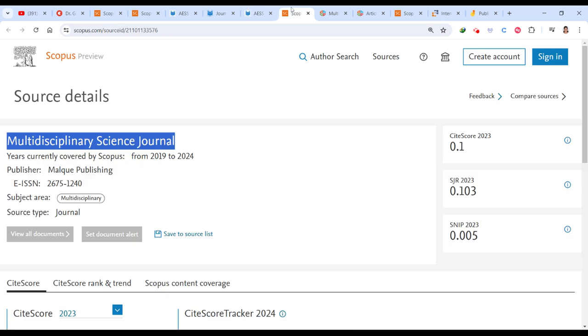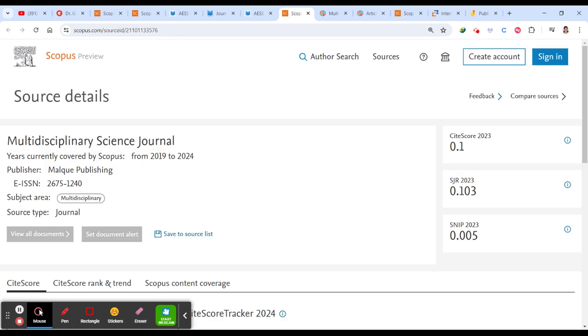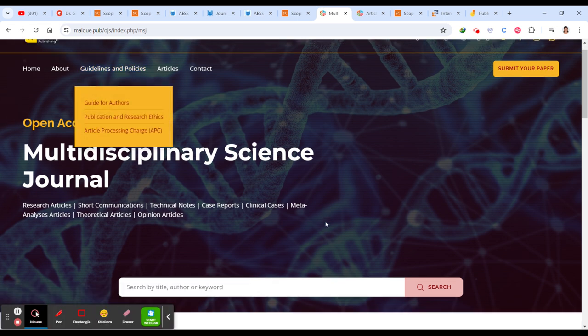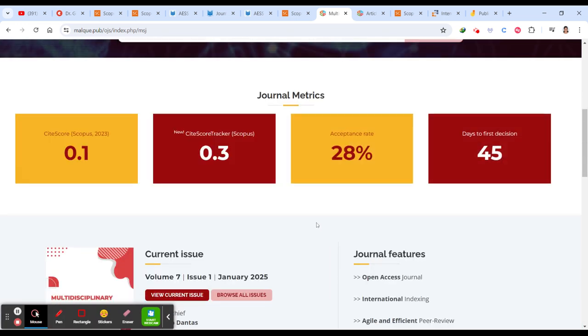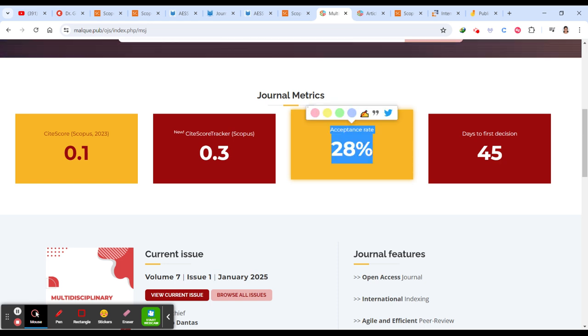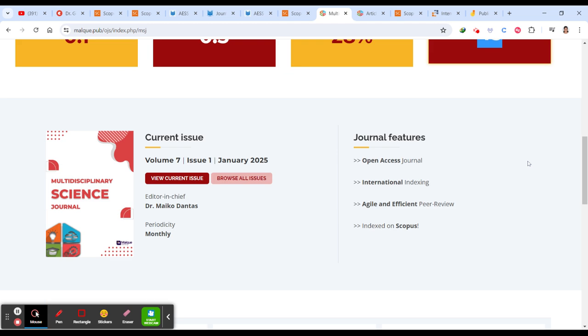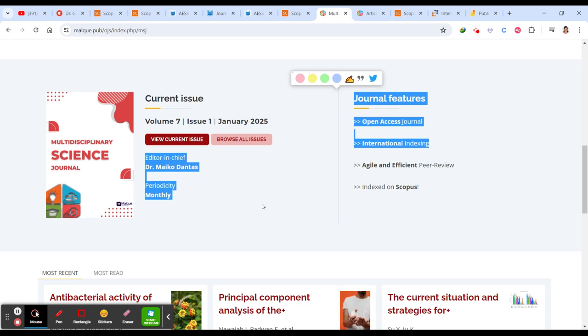So now let's go to the next journal, which is called Multidisciplinary Science Journal, which covers from 2019 to 2024. This is the publication page, and you can scroll down to see the metrics. The acceptance rate is 28%, and days to first decision is 45. So even here they are giving you a fast acceptance rate, or fast response. This is indexed in SCOPUS. You can see it's international indexing, everything.